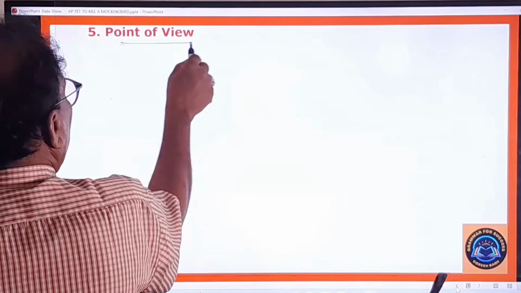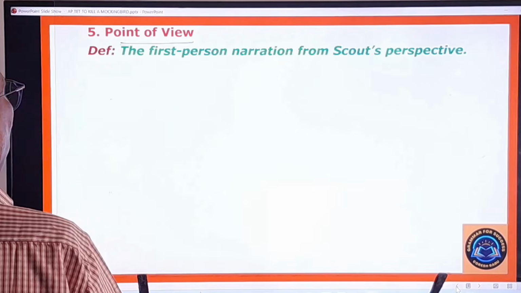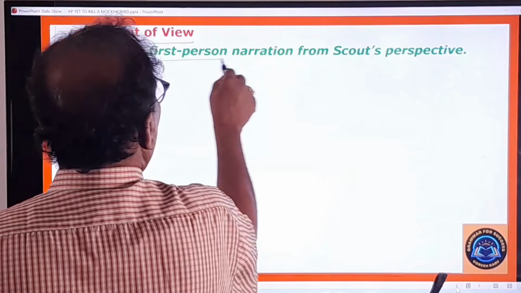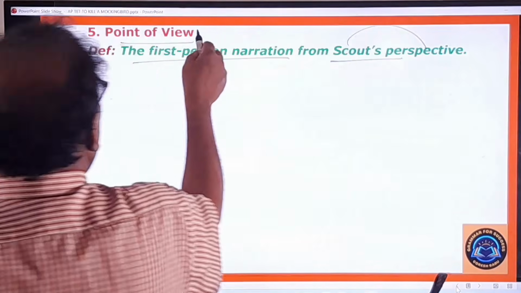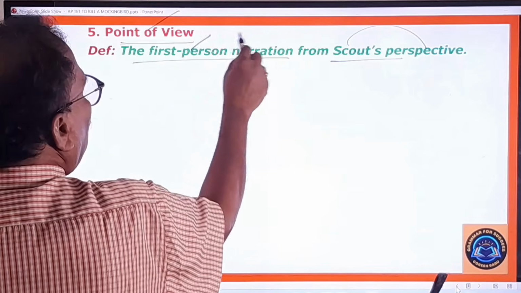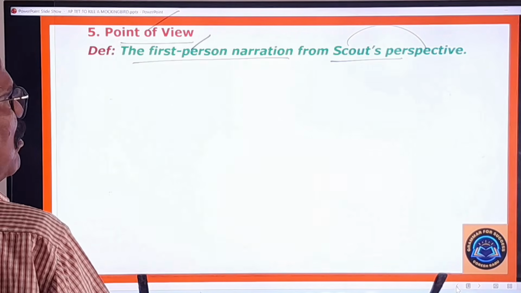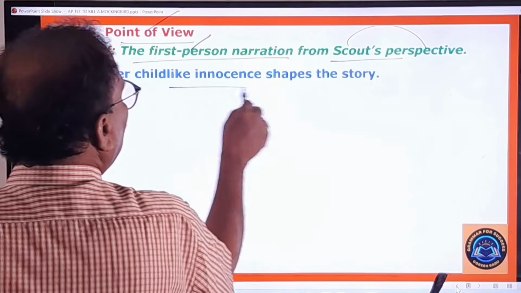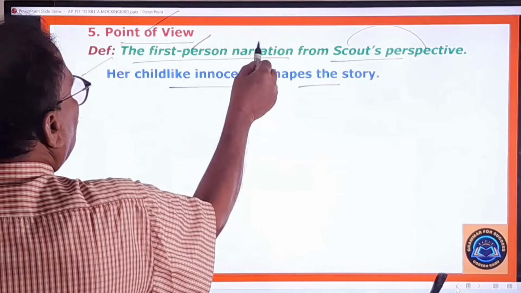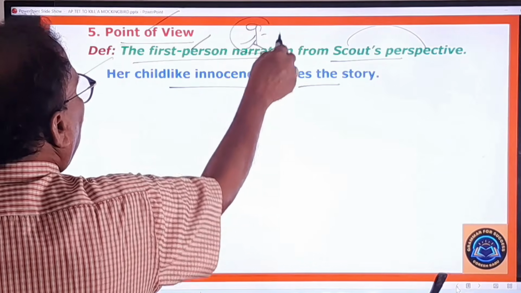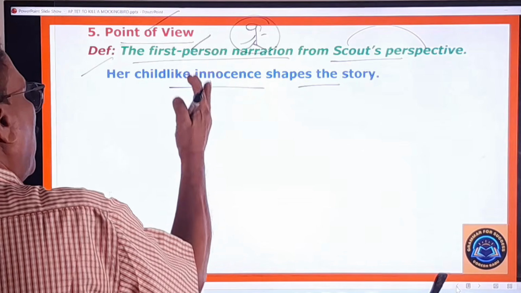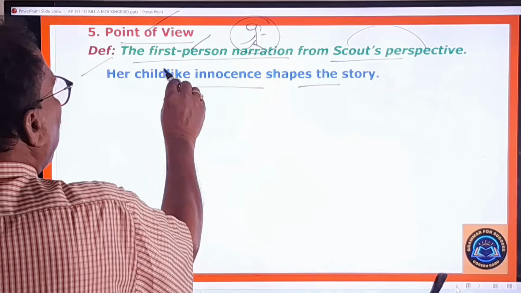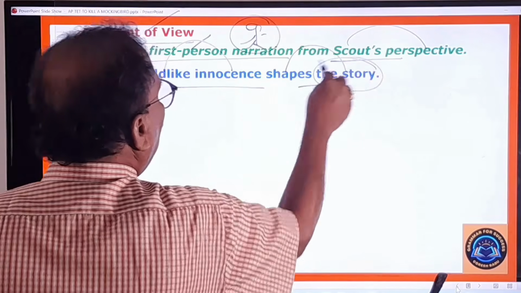Point of view. That means perspective. What is the point of view of the story? The first person narrative. The first person narration from Scout's perspective. So that is called point of view. Scout Finch's point of view, the story has been narrated here. Her childlike innocence shapes the story. Scout Finch was a little girl, a young girl, and from her perspective, the entire story has been narrated, and therefore her childlike innocence shapes the story wonderfully well.